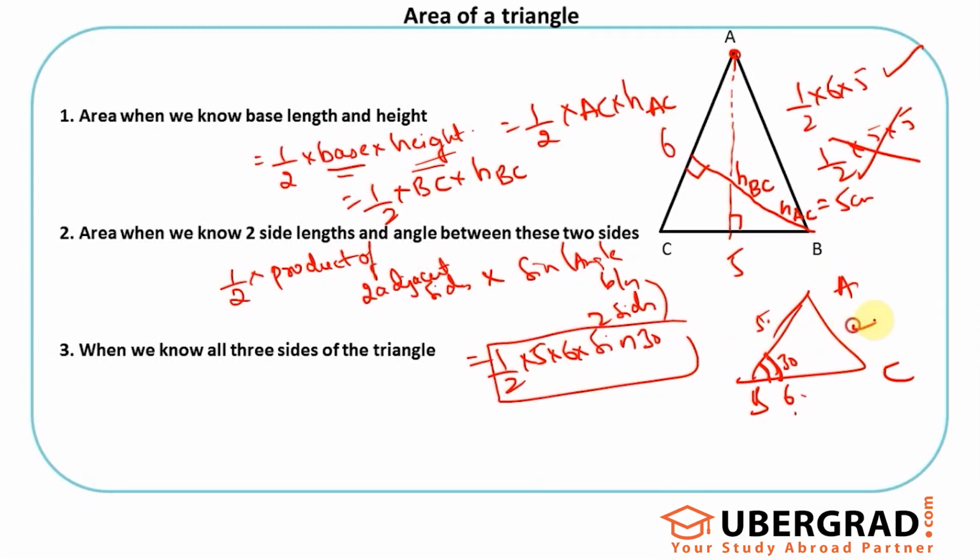If I know these sides and this angle, I'll apply this. But if I know this to be 60, I should not be doing half into 5 into 6 into sine 60. No, that's wrong, right? Understand, it should be two sides adjacent to each other.